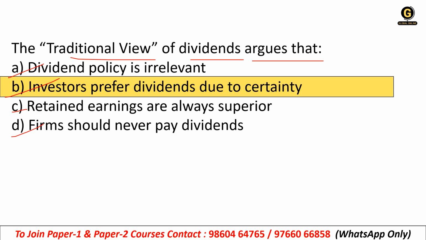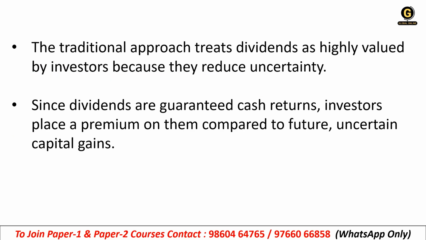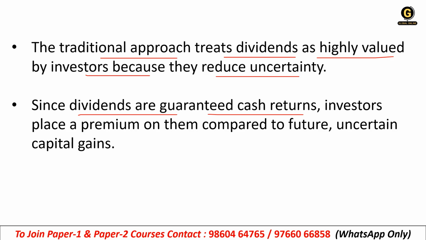See the explanation. The traditional approach treats dividend as highly valued by investors because they reduce uncertainty. Since dividends are guaranteed cash return, investors place a premium on them compared to future uncertain capital gains. Okay, this is the last question.